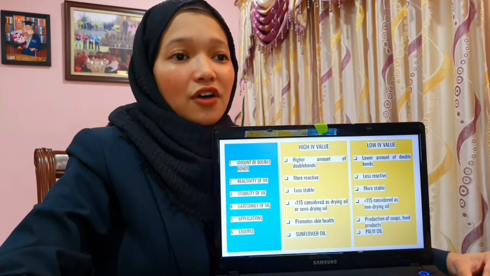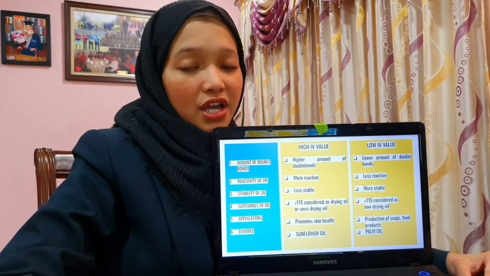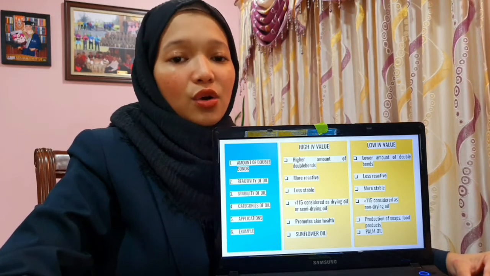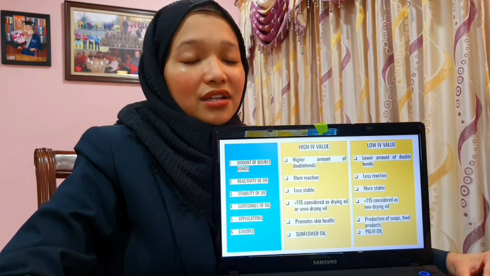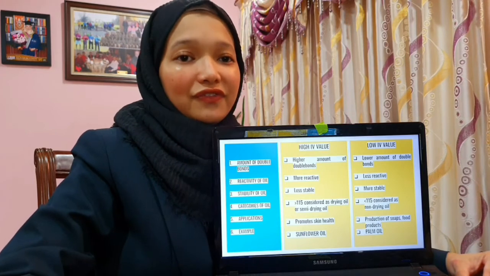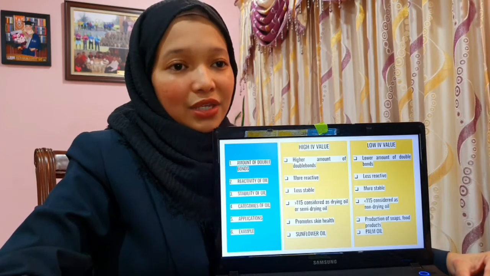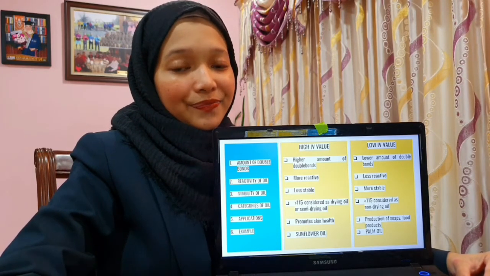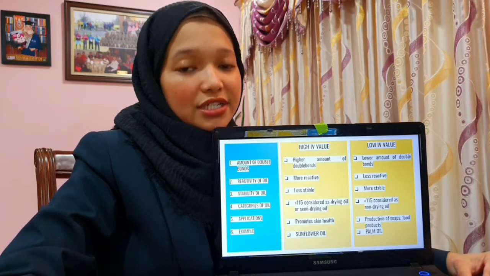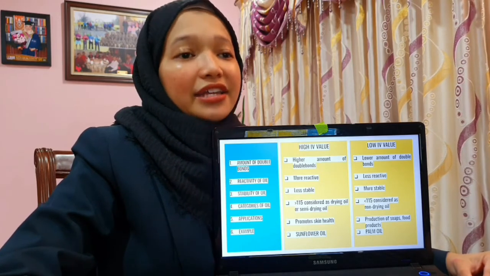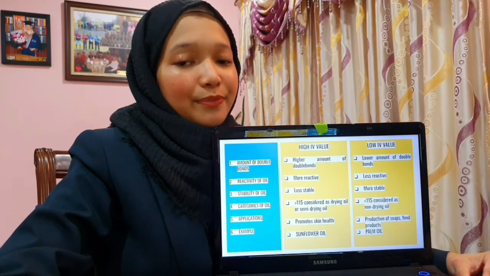Fourth, for the categories of oil, an iodine value greater than 115 is considered drying oil or semi-drying oil. As for lower iodine value, an iodine value lower than 115 is considered non-drying oil. As for applications, oil with high iodine value is used to promote skin health. Oil with lower iodine value is used in production of soaps and fruit products. The example of oil with high iodine value is sunflower oil and lower iodine value is palm oil.